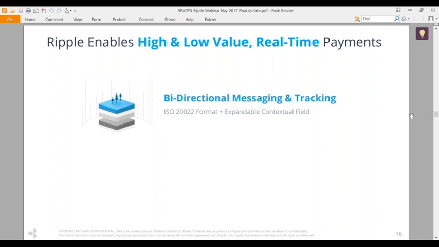Although we do note, not all banks are using 20022. There are some banks that use a proprietary standard or a different standard. There are translation services that Ripple can provide that will take their existing messaging format and translate it into 20022 so they can enable a Ripple payment. So the messaging is the first part of our solution. The second is settlement.